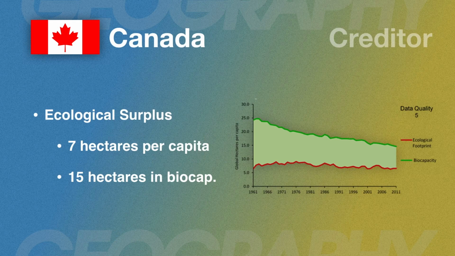We rely on trade imports. We have to import a lot of energy and food. Now, the US is an example of a debtor country, but Canada is a good example of a creditor country. And this is because they have an ecological surplus. Their biocapacity is greater than the footprint, they have more land, and fewer people. Per capita, they use about 7 hectares, but they have 15 at their disposal.